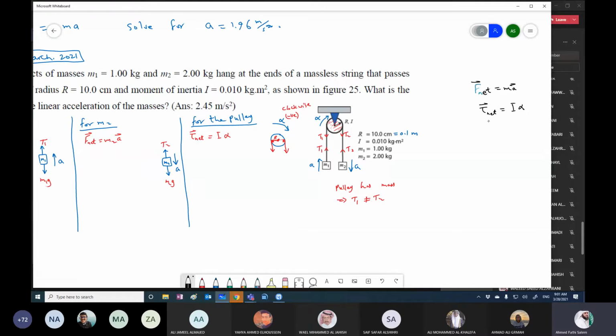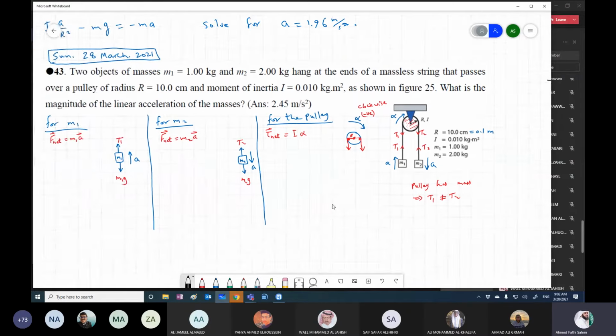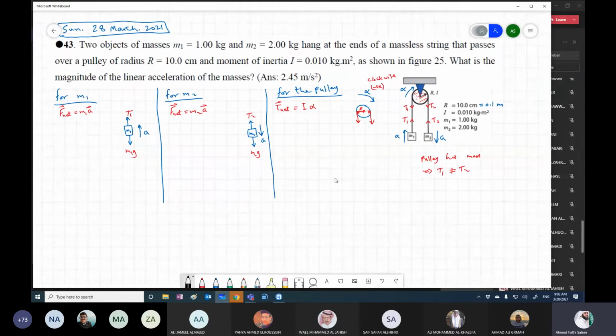We replaced the force with the torque, replaced the mass with the rotational mass, or rotational inertia, or moment of inertia. These are three names for I. And we replaced the linear acceleration with the angular acceleration. We have taken an example last time, but we stopped at this Atwood machine.